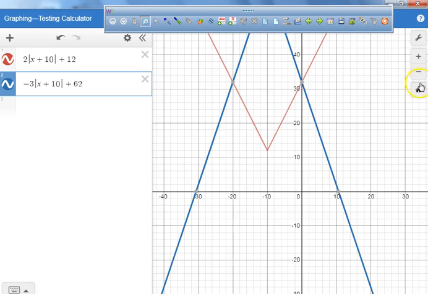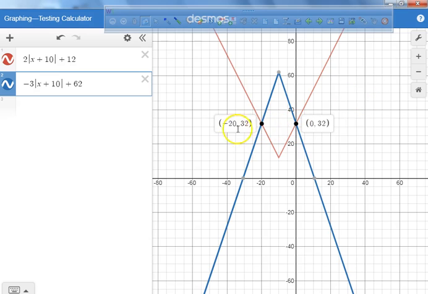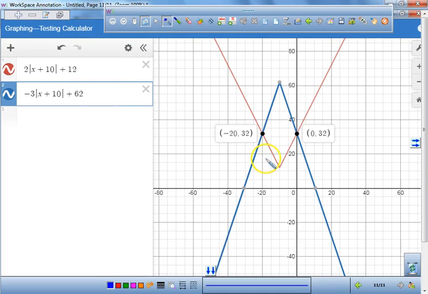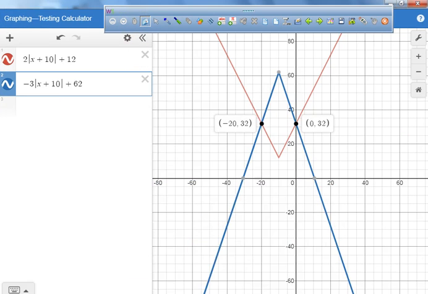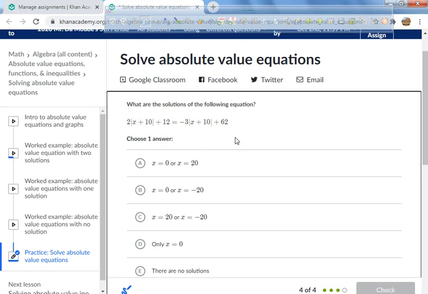All right. Now let's check this out. Oh, cool. Look at that. You see where they cross? Huh? They cross where? At negative 20 and they cross at 0. You see that? Pretty cool. Cross at negative 20 and 0. So wait a second. Are you telling me all I got to do is type it in and see where they cross? Yes, but I don't want you to do that. I want you to do that to check your answer.